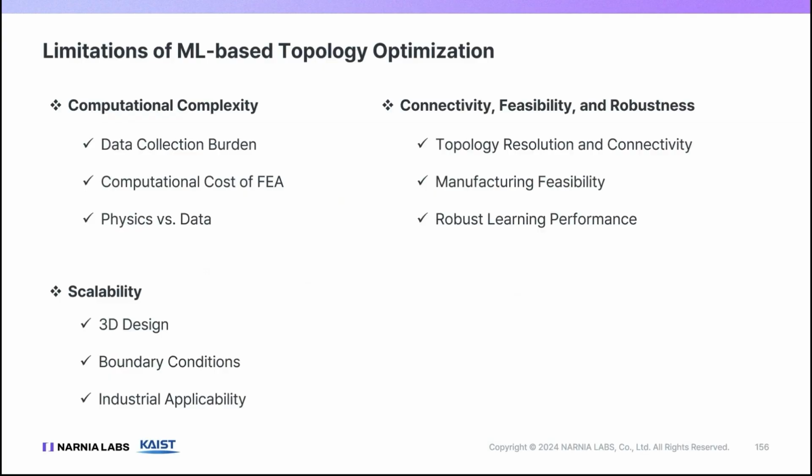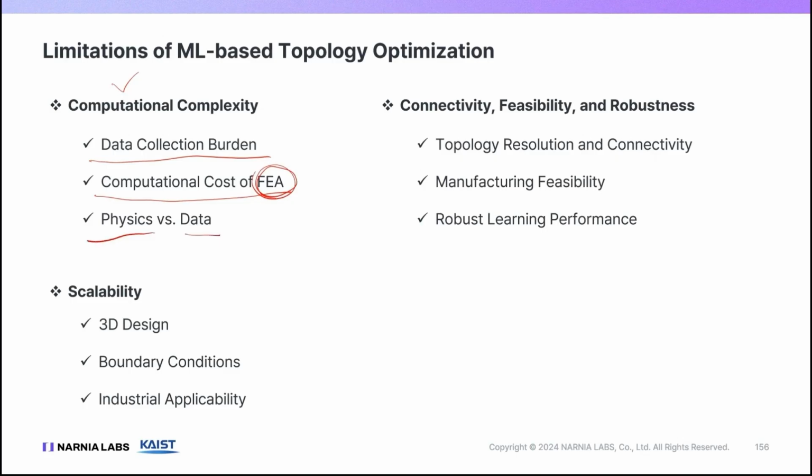However, topology optimization methods based on machine learning still have quite a few limitations. First, the main issue is computational complexity. Since you have to collect all the data and train the model, the burden of data collection becomes too great. There's also the question of whether it's meaningful to gather and train on such a large amount of topology optimization data when you could just perform optimal design or topology optimization once anyway. And the reason for that is because performing FEA during topology optimization takes too much time. So these days, there's a movement to combine a small amount of data with the physics we already know.